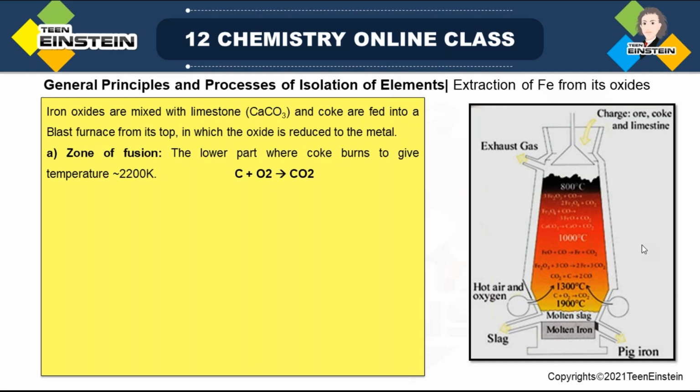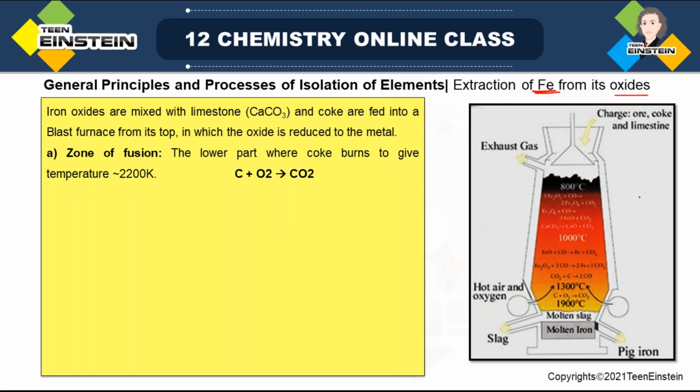So all the 8 methods we have discussed. Now we will see different extractions of metals from their ores. The first metal that we have taken here is extraction of iron from its oxide. So here we have taken this type of arrangement.